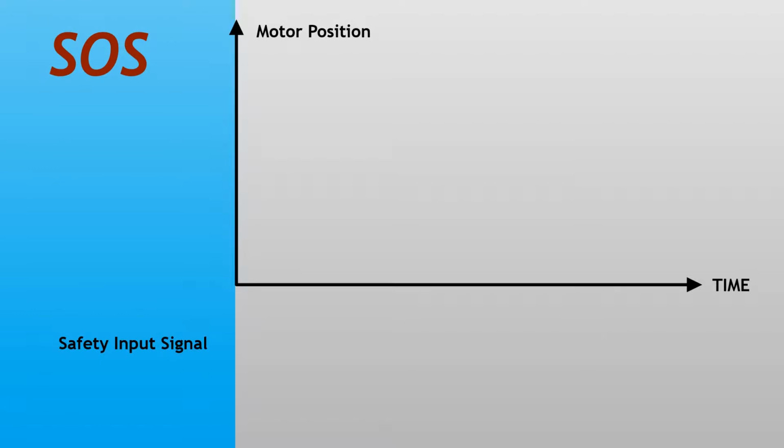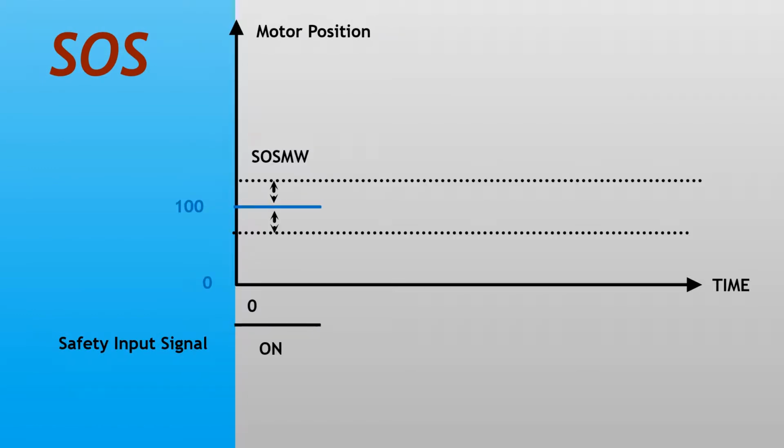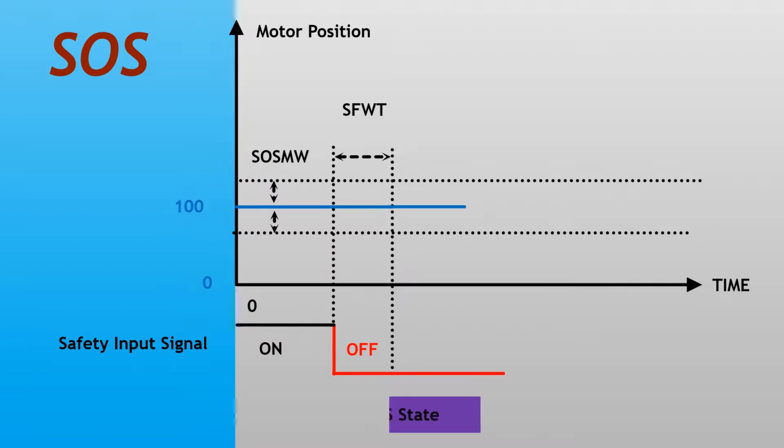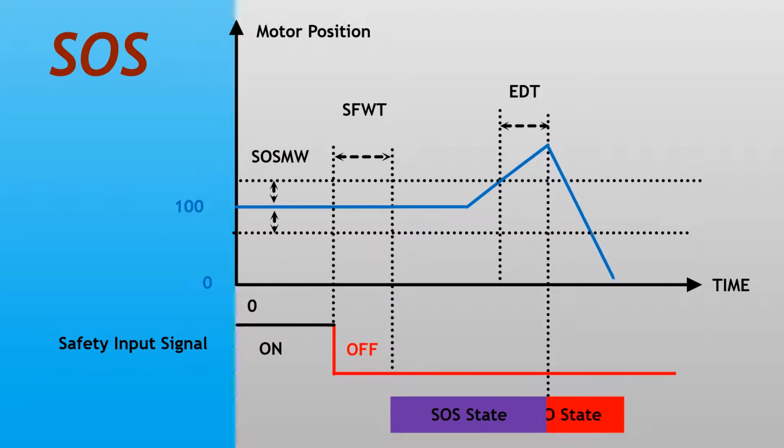SOS is a function when safety input is changed to off, contact open, it starts safety position monitoring after passing safety function starting wait time SFWT. To return from SOS state and start motor operation, change safety input to on, contact close. During SOS state, it monitors position deviation with specified position monitoring width. When position deviation continues exceeding position monitoring width, SOS MW, during error detection time EDT, it transitions to STO state and outputs a position monitoring warning.